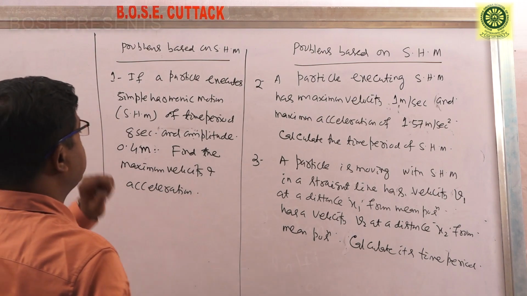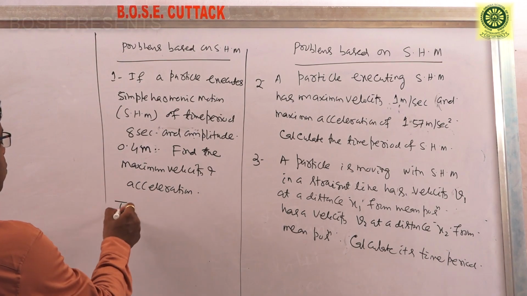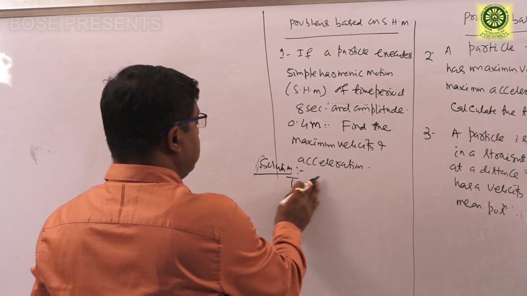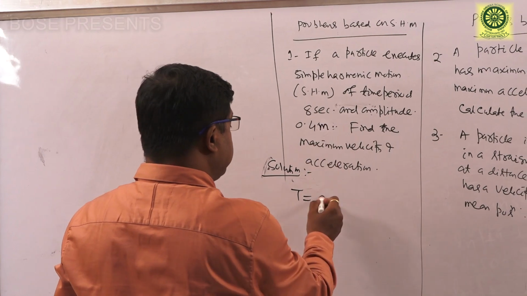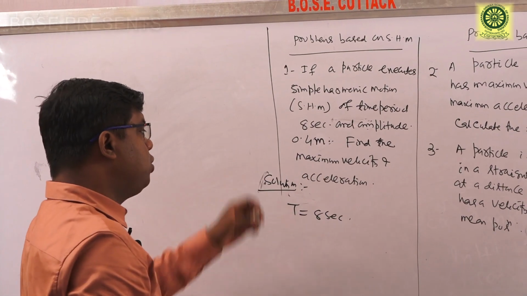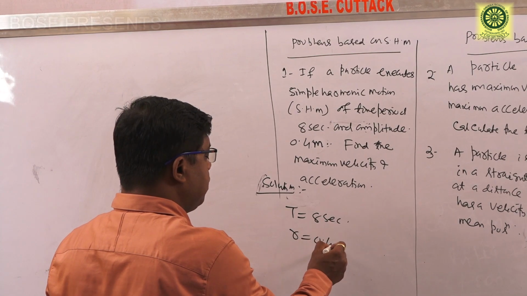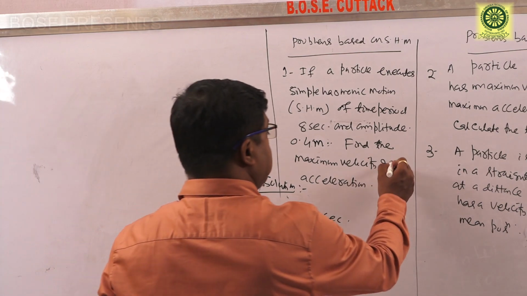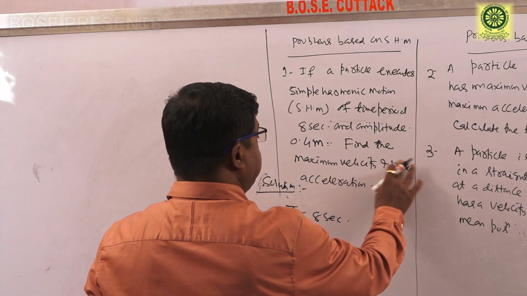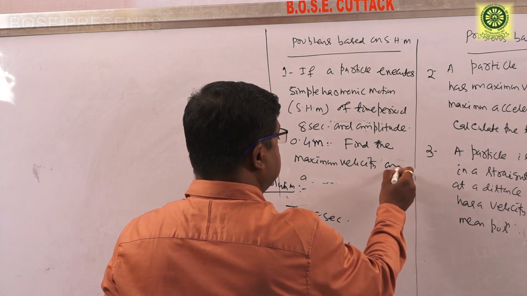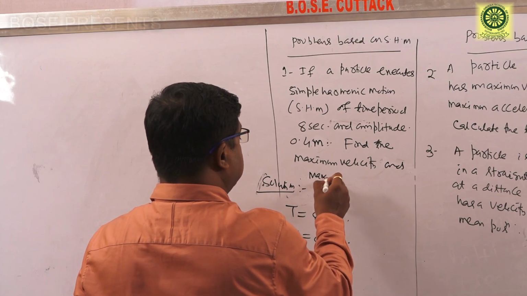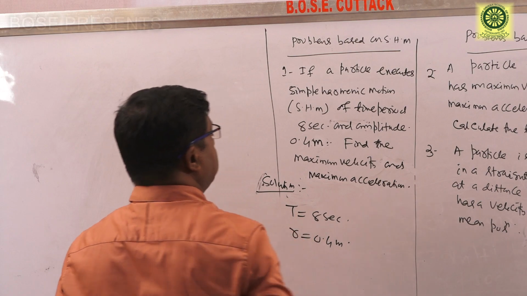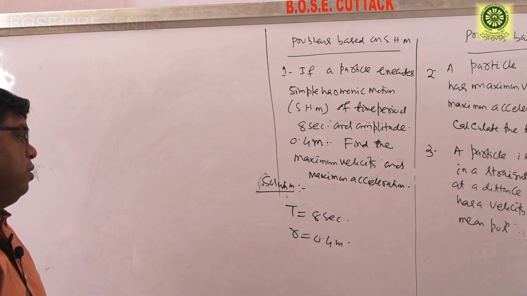So given that the particle executes SHM, the solution: time period capital T is equal to 8 seconds and amplitude r is equal to 0.4 meter, and we need the maximum velocity and maximum acceleration.